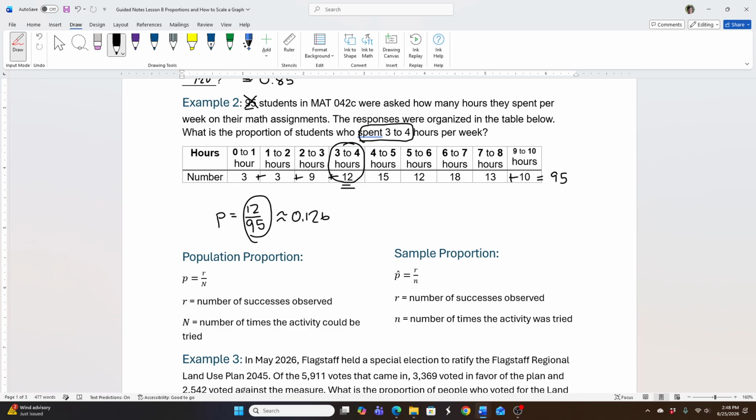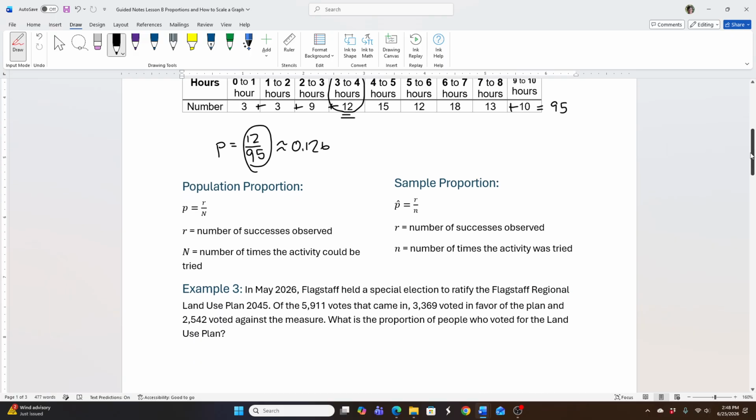Now, from your Math 142 class, you will learn about population proportion and sample proportion. To find population proportion, we list that as a lowercase p, and that's R, which is the number of successes in the population, over capital N, which is the number of times the activity could have been tried. Once again, that's in the population. So the total number in the population.